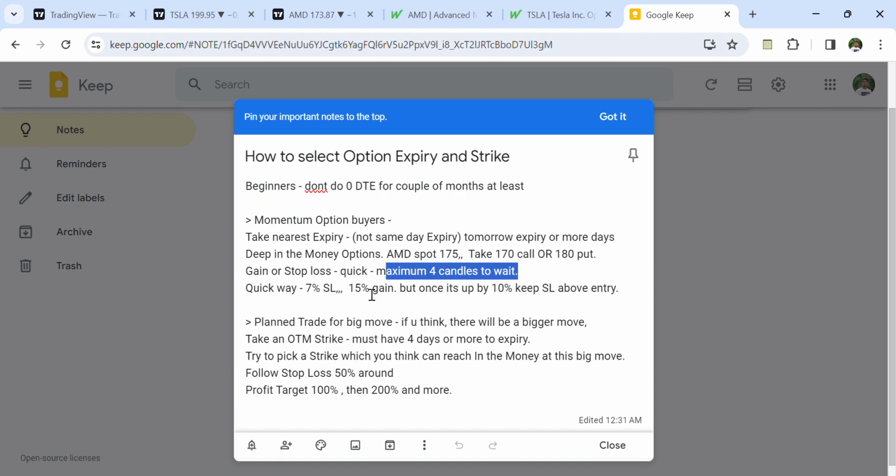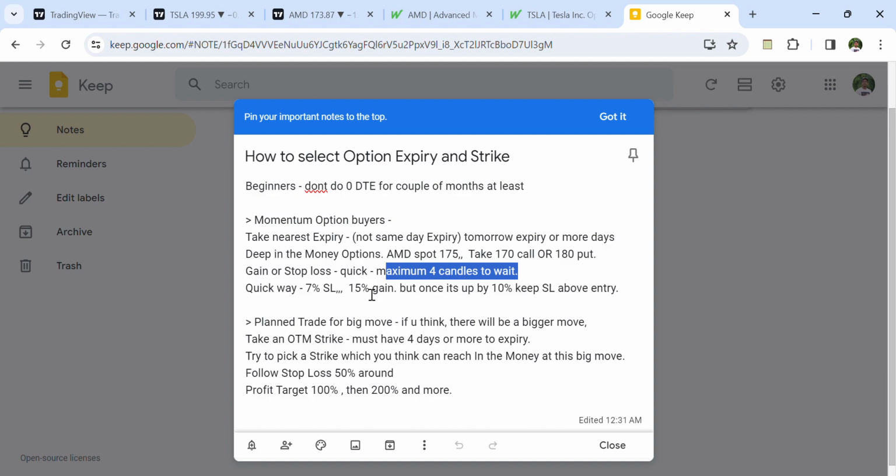Just cut your losses. Don't keep your losses. Don't sit and watch your losses forever. Have your stop loss somewhere. Okay, if you want to use 1:1, it's even fine. You can use 1:1 also. 15% gain, 15% stop loss, that also fine.